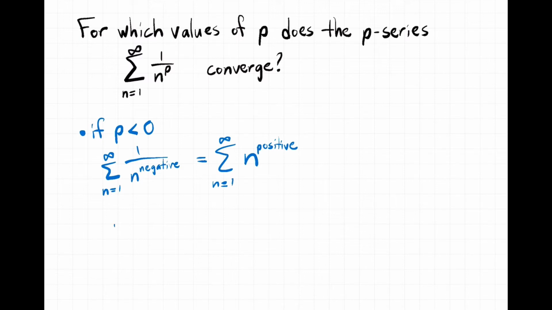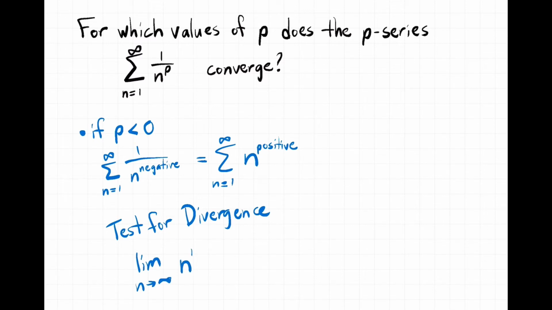Well, no. The test for divergence says the limit as n goes to infinity of n to a positive power is definitely going to be infinity, not 0. Remember, the test for divergence says if the limit of the individual terms is anything other than 0, then your series diverges. So the p-series will diverge.